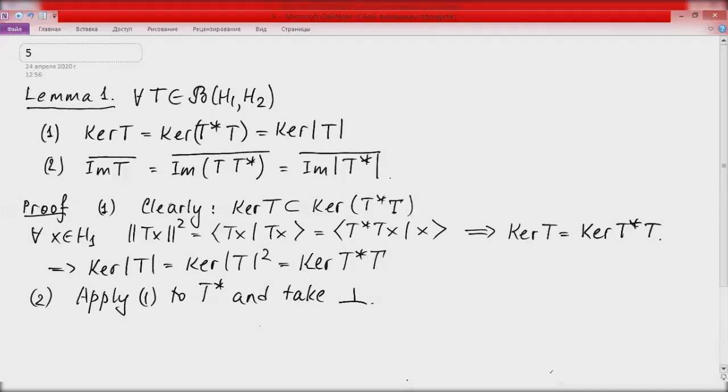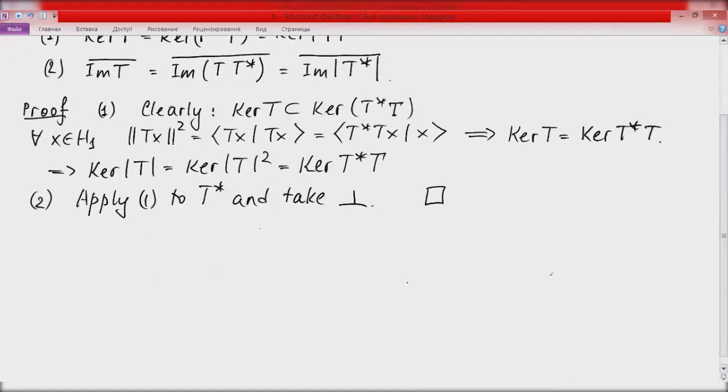Good, so this completes the proof of lemma 1. And one more lemma, lemma 2.